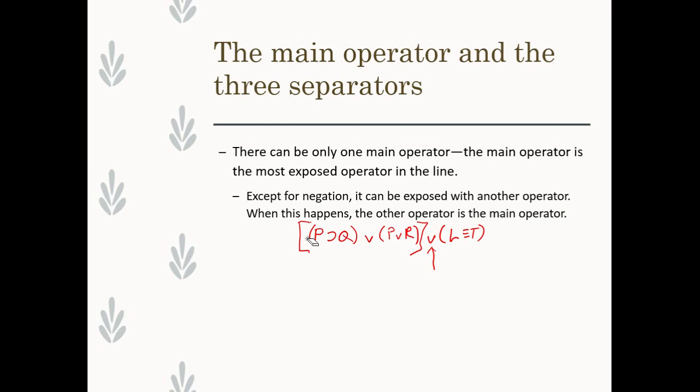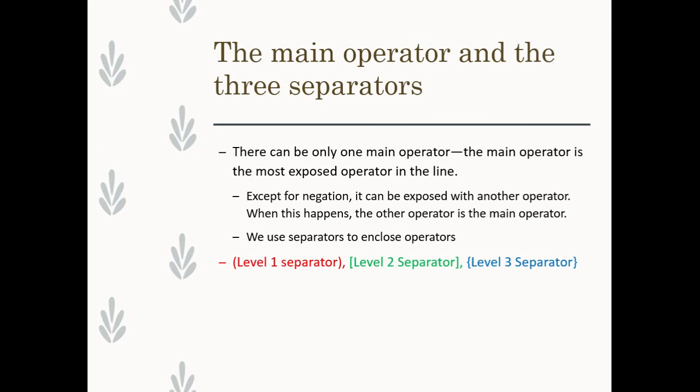Okay, so we use separators to enclose operators. There's a level 1 separator, a level 2 separator, and a level 3 separator. The level 1 separator is the parenthesis, the level 2 separator is the square bracket, and the level 3 separator is the set brace. So by level 1, I mean the first time you set apart something, the first time you enclose something, you're going to use parentheses, or these level 1s in the red. Level 2 separator, if you're enclosing something that is already enclosed.